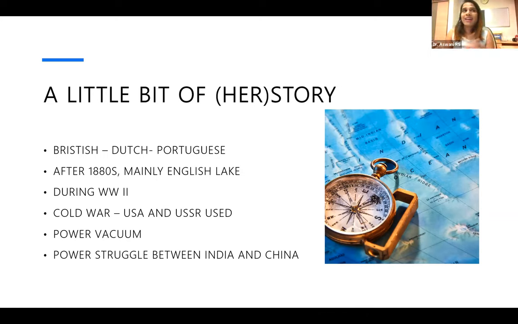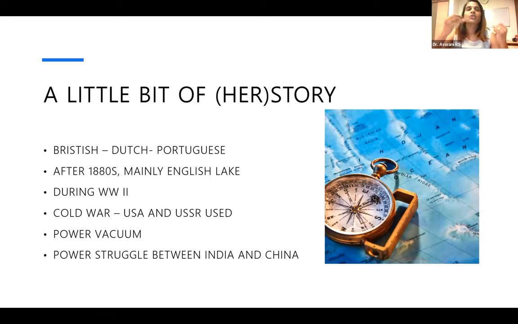What happened was, by the 1990s, after the USSR disintegrated, a big power vacuum occurred in the Indian Ocean region. To fill this vacuum, there is a lot of political and power struggle happening in this region. Here I've written power struggle between India and China. Of course, it's a major power struggle between India and China, but the US is also one of the key components of this power struggle, right? So we have to understand a little bit of the story to make meaning of why the Indian Ocean region has become geopolitically so significant.